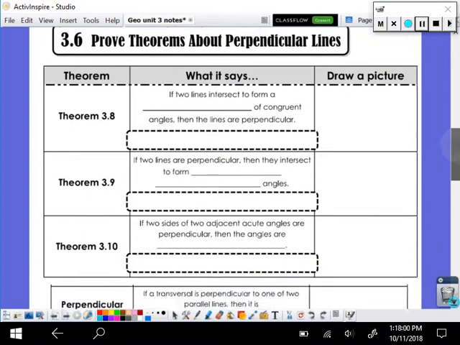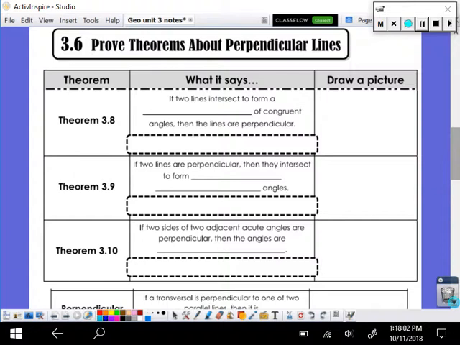Finally, some stuff we might not know. These are going to be some theorems. We're going to draw pictures with them. These theorems you might need to use in some proofs. You don't have to name them by name, like you don't have to use theorem 3.8, theorem 3.9, but you just need to know how to write the theorem, what it says, what it means, and how to identify it in a picture.